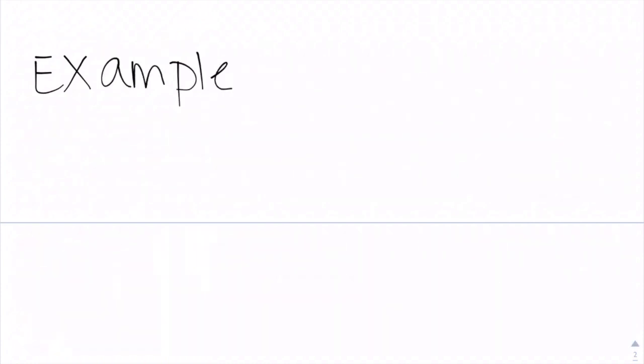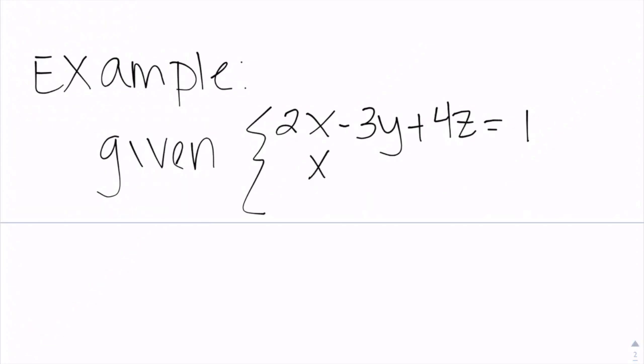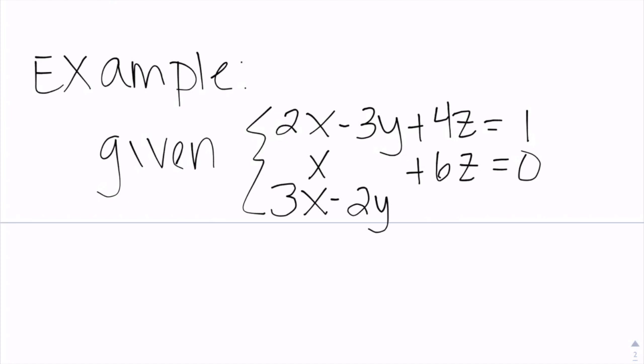Our next example is going to be a 3 by 3. So it's going to have 3 equations, which will give us 3 by 3 matrices. And so if we are given the system 2x minus 3y plus 4z equals 1, x plus 6z equals 0, and 3x minus 2y equals 5. And I left spaces so that all of my x variables, y variables, and z's were lined up.